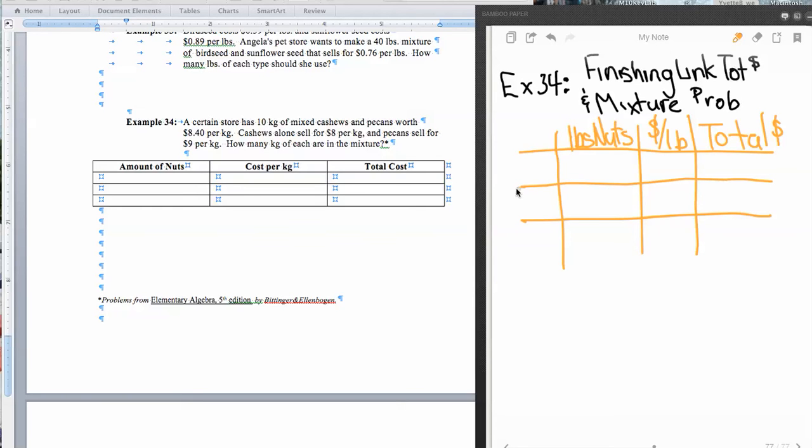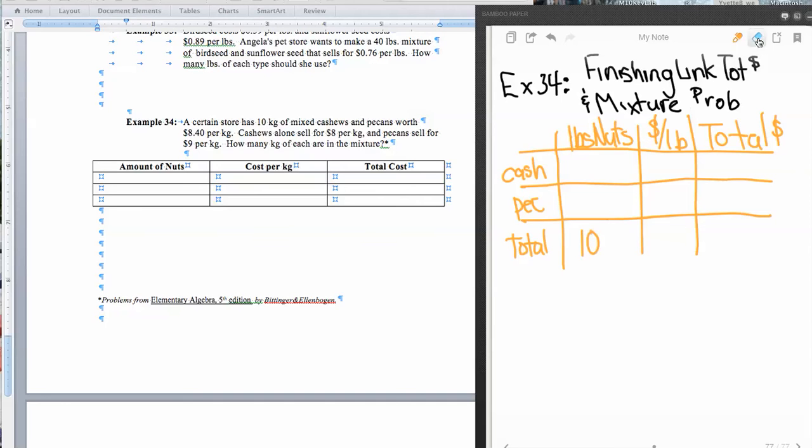So a certain store has 10 kilograms of mixed cashews and pecans worth $8.40 per kilogram. Cashews alone sell for $8 per kilogram and pecans sell for $9 per kilogram. How many kilograms are in the mixture? So we have pecans and we have cashews. I'm just going to call cashews CASH and pecans PEC. And then we have a total down here. And we're told that they have a total of 10 kilograms.